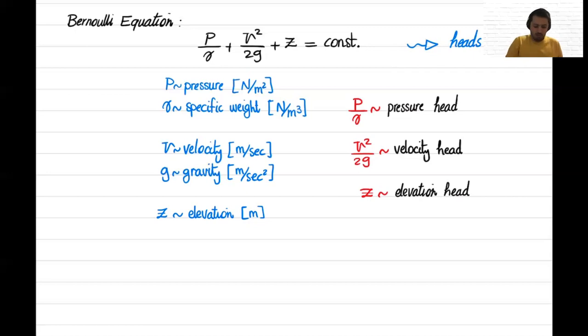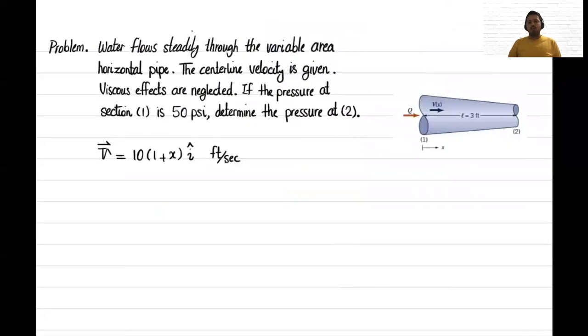So here this is the Bernoulli equation that we have, which we can write on a single streamline and between 2 points. So we can solve this problem to make things clearer.